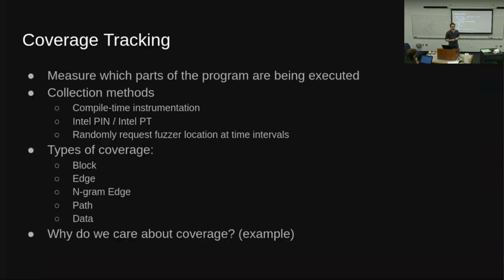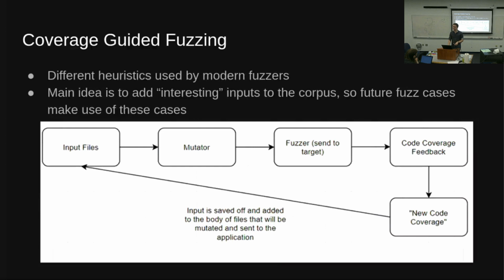And coverage tracking is probably the most important thing that has happened in fuzzing in the past 10 years by far. That's what brought fuzzing big time on the board, made it a lot more relevant than it was before. Yeah. Any questions on this?